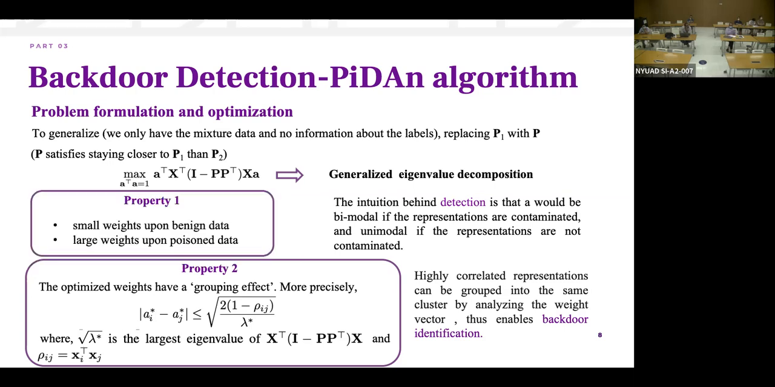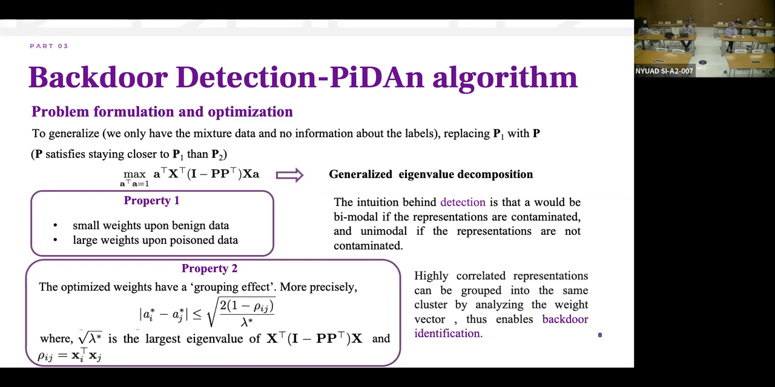Okay, can you go back? The math question is you're maximizing over A, right? And P is what? How are you choosing the P? Because you're saying P is close to P1, or closer to P1 than P2. Yeah, any P closer to P1 than P2.